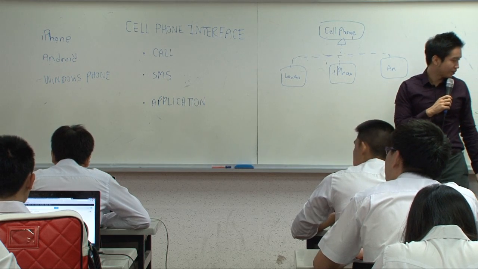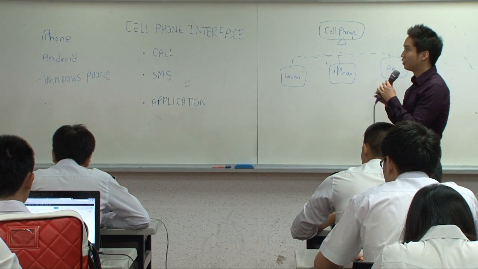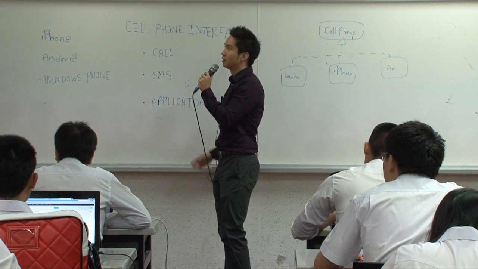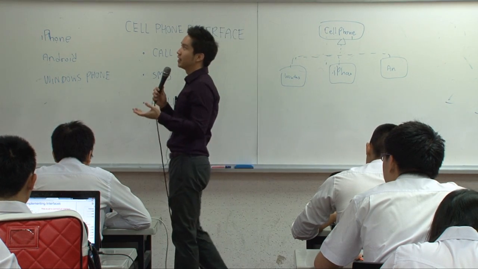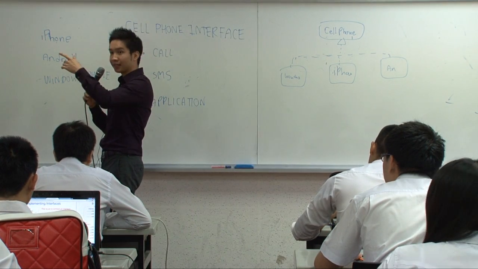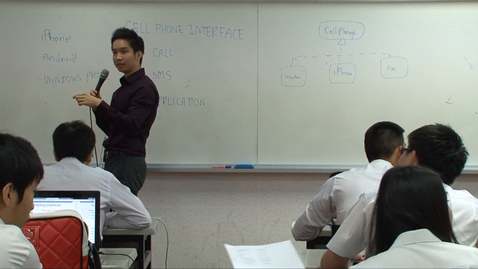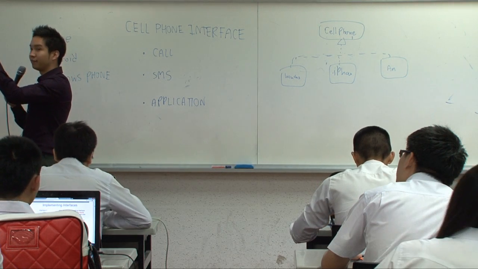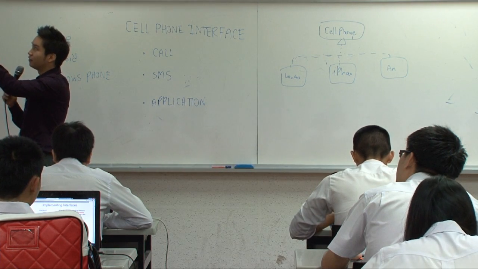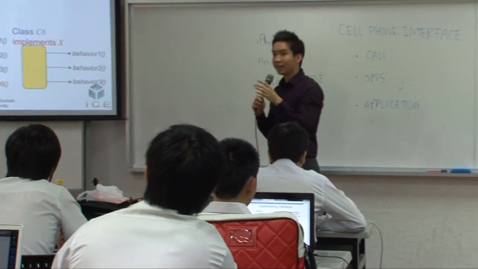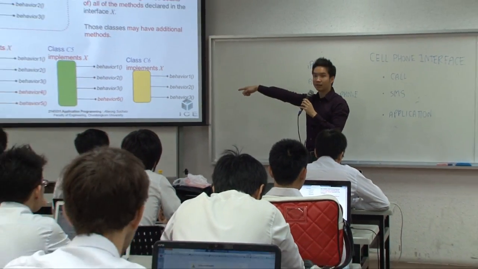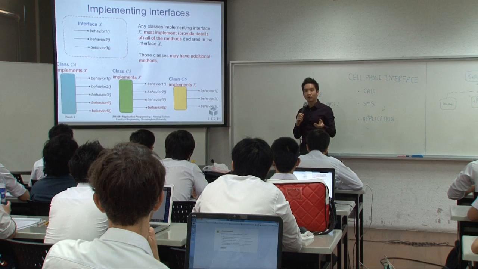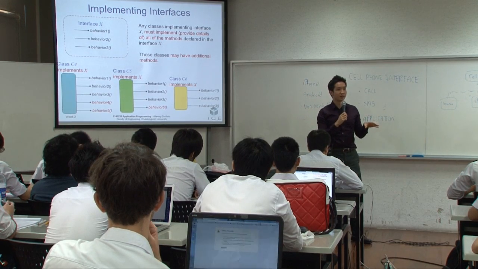So the keyword that we use to derive, quote unquote, derive from the interface class is the keyword implement. Okay, so we say that any classes implementing interface X on the top there must implement all the methods. In this case, would be behavior 1, 2, and 3, declared in interface X. Those classes, by those classes, I mean the derived classes, may have additional methods. You are not restricted to just 3 methods, right?